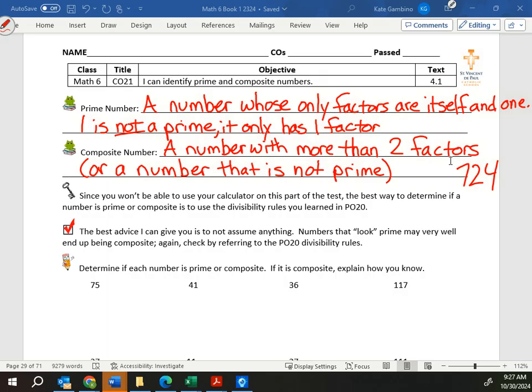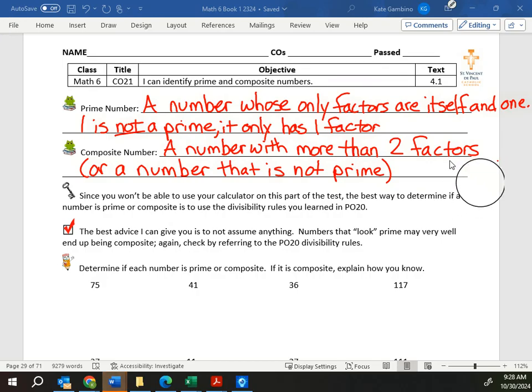It's an even number. So what would be one of the factors? If it's an even number, we know it has a factor of what? 2. We know it's divisible by 2. Not only is it divisible by 724 and 1, right? It's also divisible by 2. I don't need to check any of the other divisibility rules because I know it's divisible by 2. I can say, oh, it's composite. It's divisible by more than itself and 1.